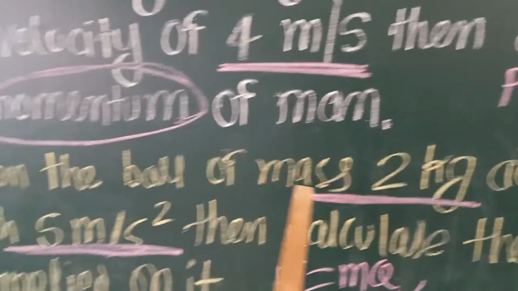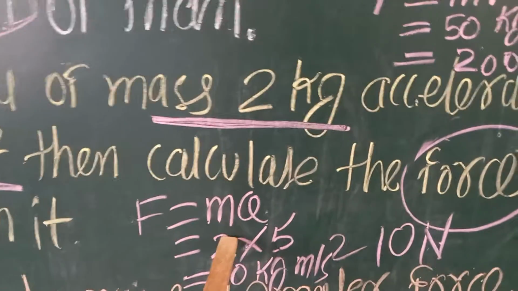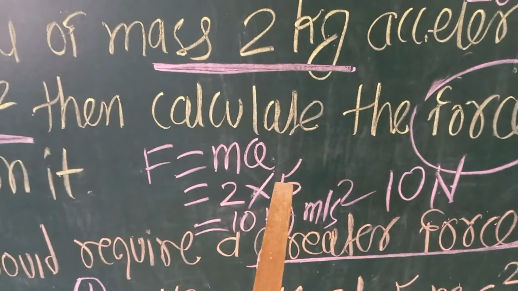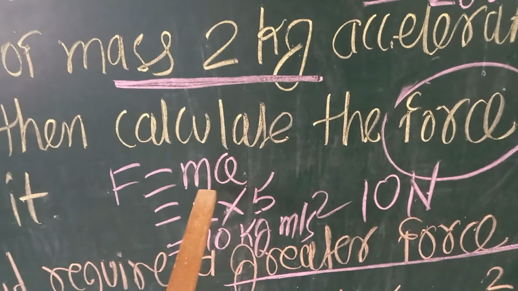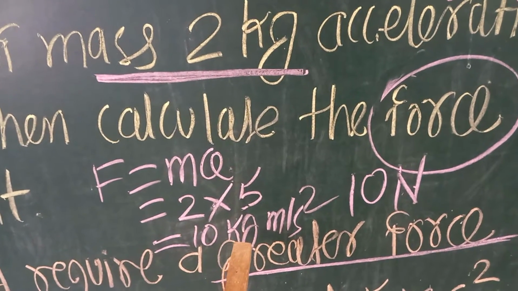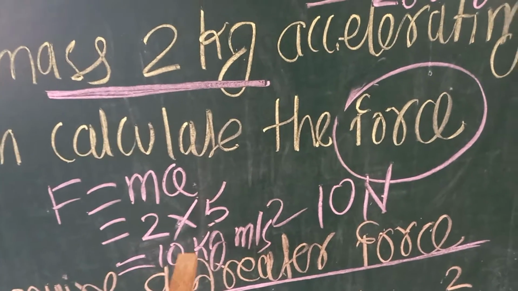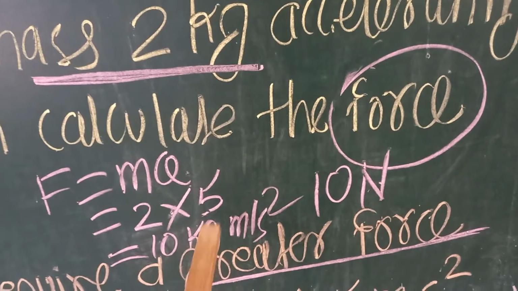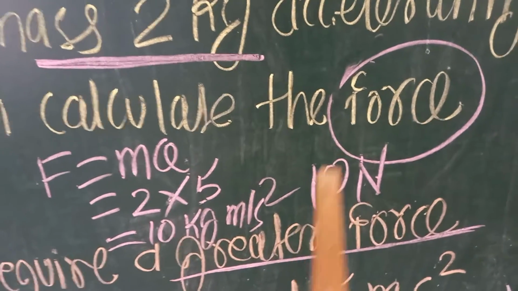M is also given and acceleration is also given, 5 meter per second square. F is equal to ma means mass 2 kg here and acceleration 5. Then see here, 2 multiplied by 5, 10. Mass unit kg, acceleration unit meter per second square. So what answer came? Force 10 kilogram meter per second square. And instead of kilogram meter per second square we can write N also. We can say 10 N also.